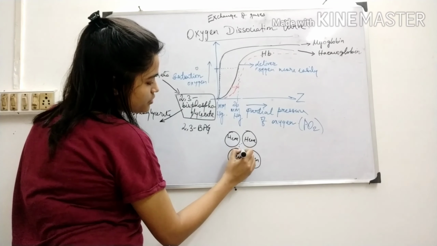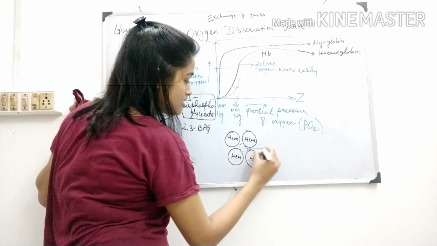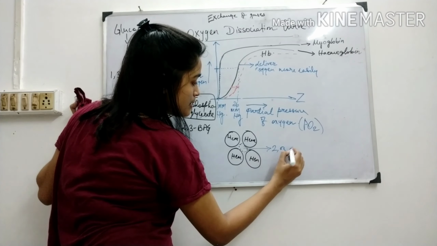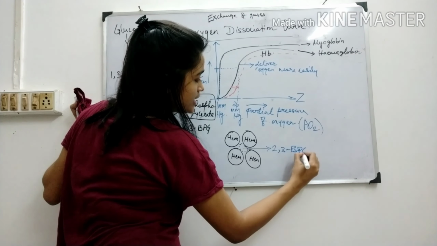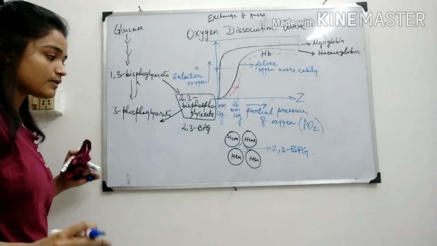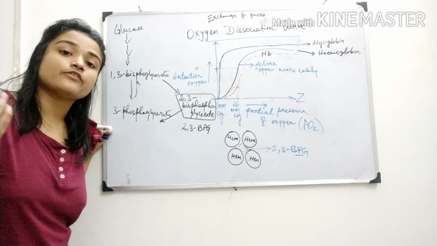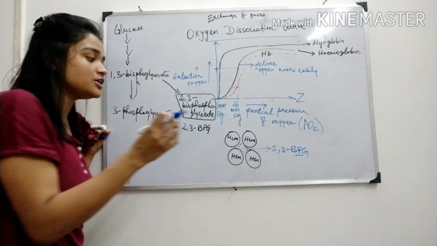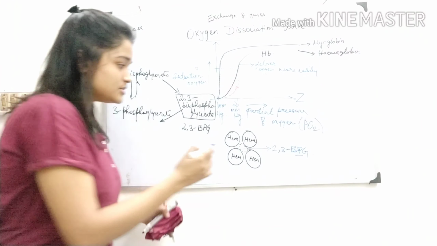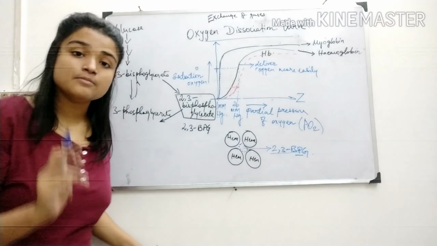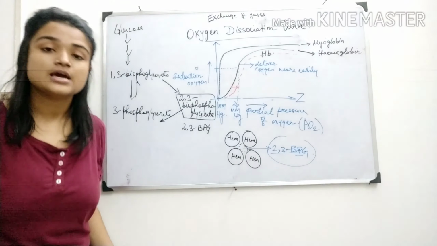And you can see there is a pocket that is formed. Inside this pocket, 2,3-BPG comes and binds or stays here. The negatively charged phosphate group forms a bond with the positively charged amino acids present in the globin chain. So this is how 2,3-BPG binds to the hemoglobin. Hemoglobin has a higher affinity towards this than that of oxygen.